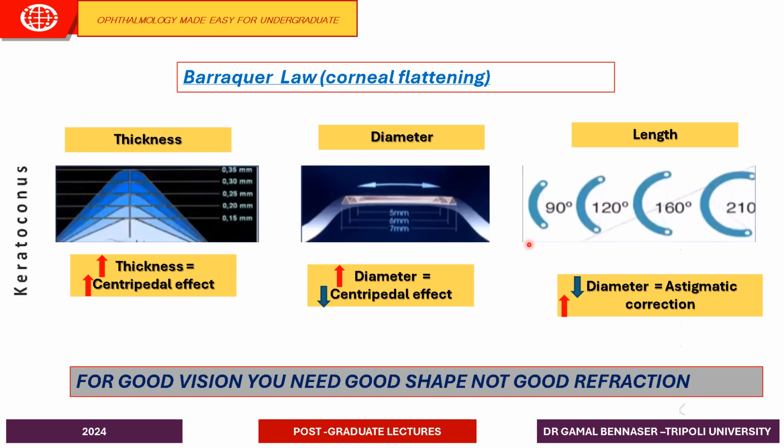So it is very important to understand that to have good vision, you need to have a good shape, not just a good refraction. The main target and aim of the intracorneal ring segment is to improve the shape of the cornea. And as I said before, it is not a refractive procedure, although it has a refractive impact on the refraction of the patient. But the main aim is to improve the shape of the cornea.